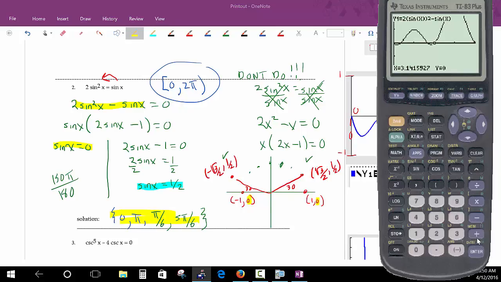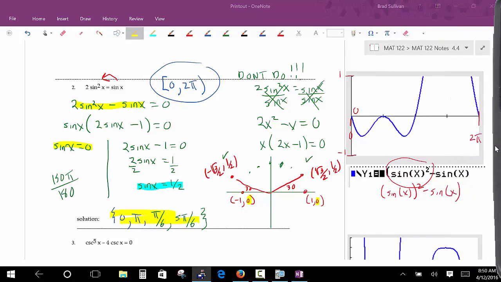Right, did that make sense? Okay, so solve them algebraically. But take the attitude of checking at least some of these when you're doing your homework, verifying that they're right, okay? All right, any questions? Okay, so let's move on to this one with the cosecant in it now.